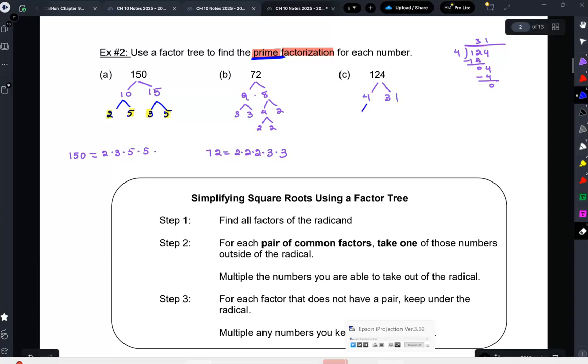Now, the 4, I can go one more time. The 31 is a prime number. I'm done. So the 124 is 2 times 2 times 31.